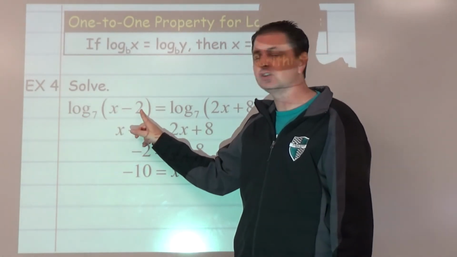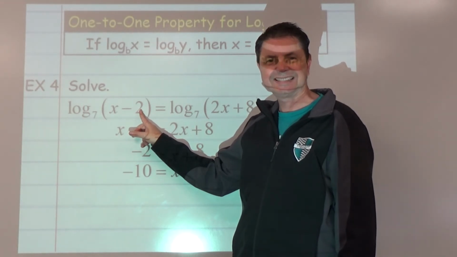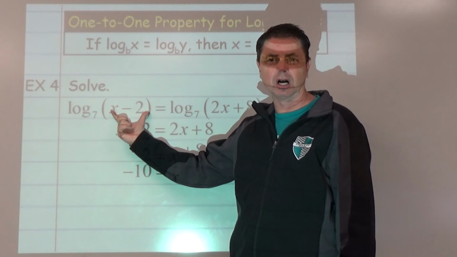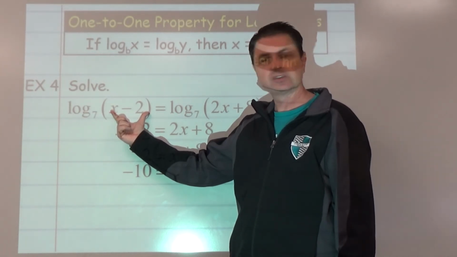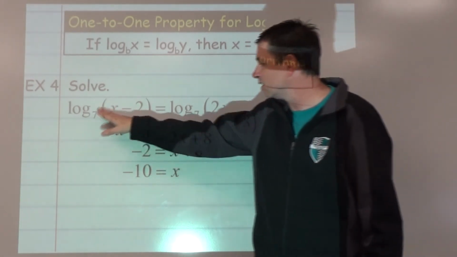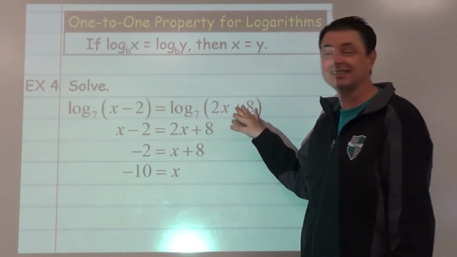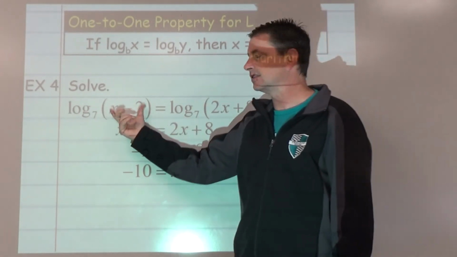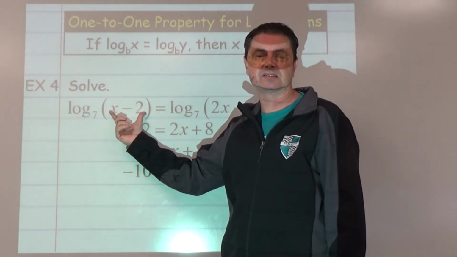Negative 10 minus 2 is negative 12. Log base 7, no, you cannot take the log of a negative number. So that's not going to work. Even though if we plug it in, it sounds right. It says log base 7 of negative 12 equals log base 7 of negative 12. There's no such thing as log base 7 of negative 12. It doesn't make any sense.